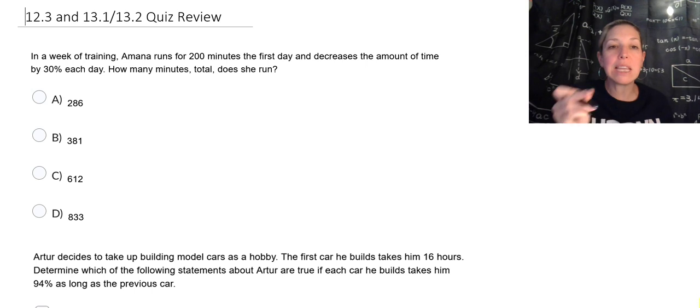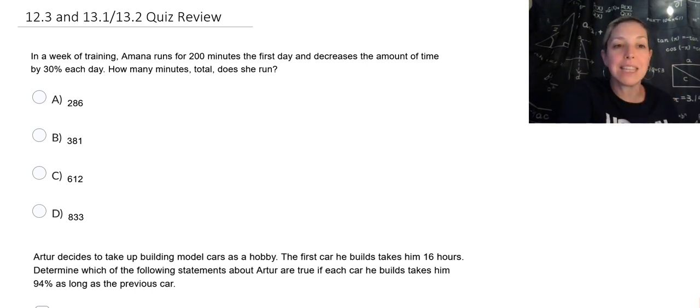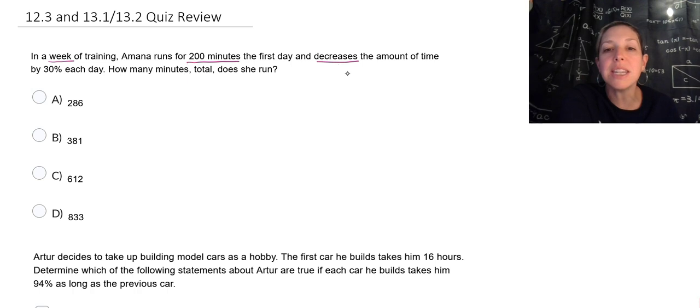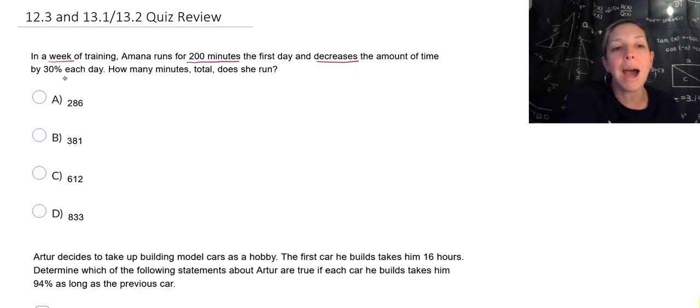There's a couple of key things that you need to note in this problem. First of all, it's a week of training, so that means I'm going to be using seven days in a week. It tells us she runs for 200 minutes the first day, and then she's decreasing the amount of time by 30% each day. I think most of you made a mistake here by using 30% as a decimal, but what you should be using is 70% as a decimal.